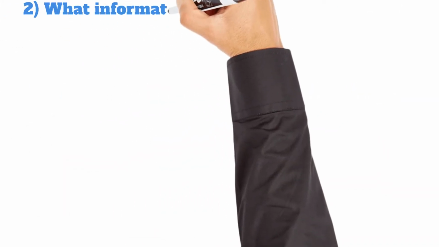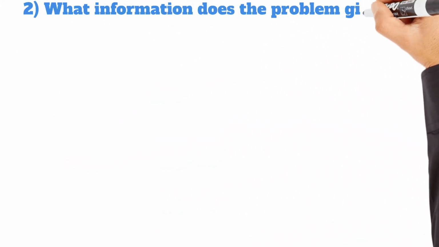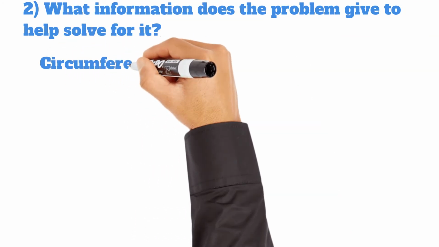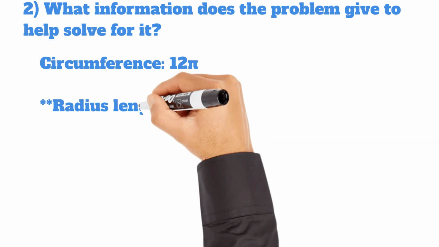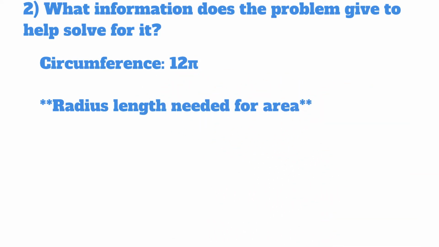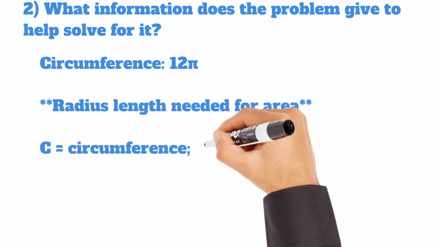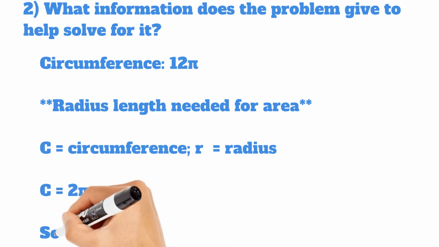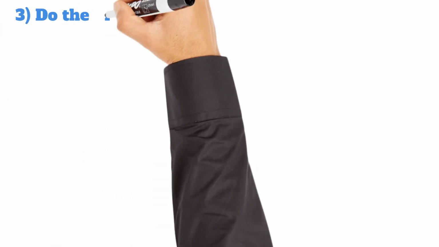That's where we move on to step 2. Step 2, what does the problem give us to help us solve for what we need to know? Well, we know the circumference is 12 pi units long, and that we need a radius to solve for area. We also know that the circumference of a circle is equal to 2 times pi times radius, so we can solve for radius. This leads us to step 3, do the math.